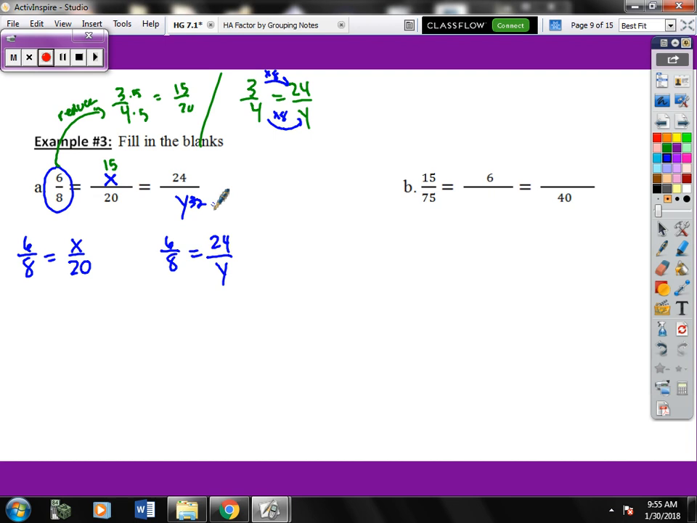If you don't like that, just do it 2 cross multiplications. 8x equals 120, divide by 8, you got your 15. 6y equals whatever 8 times 24 gets us, and then divide and you will get your answer. Try the next one on your own, either using the reducing method and then equivalent fractions, or cross multiplying 2 times. See if you can get this one.